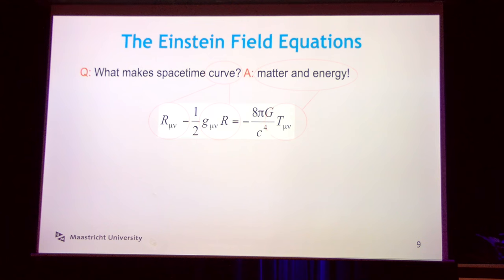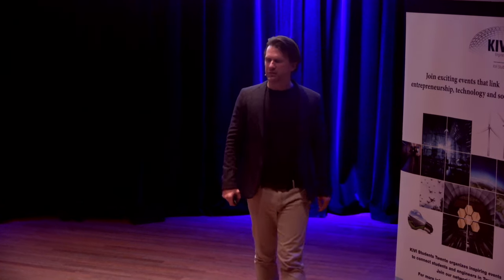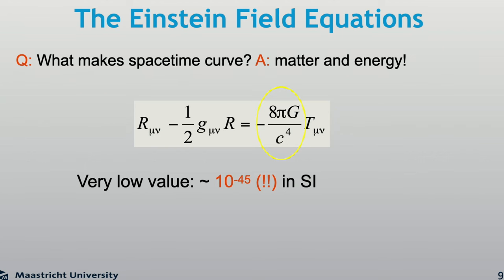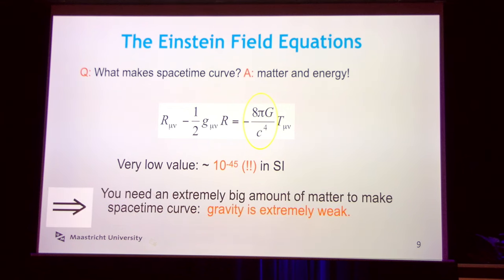Now, there's a number there. It's very small. 10 to the power minus 45, so zero, and then a decimal point, 44 zeros, and then a one. That's a small number. That means that this side is almost zero, so this part better be very big to compensate for the very smallness, yes? So, in other words, you need an enormous amount of matter and energy to make a dent.